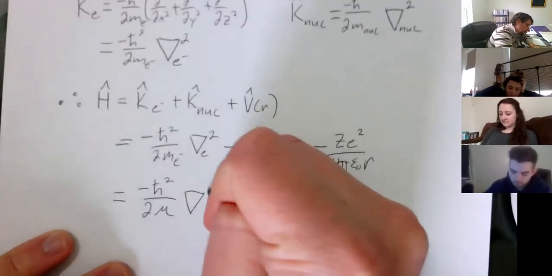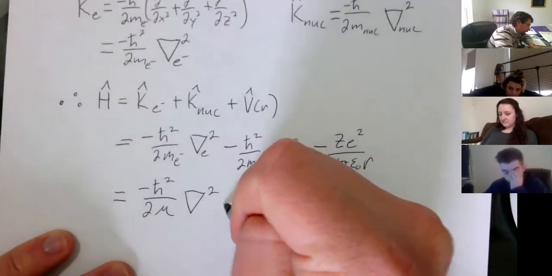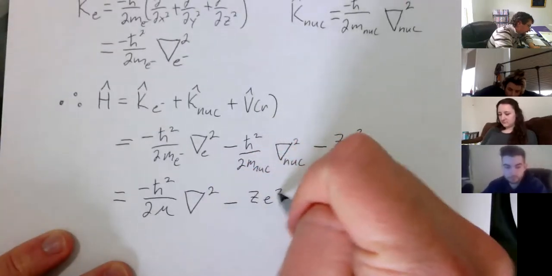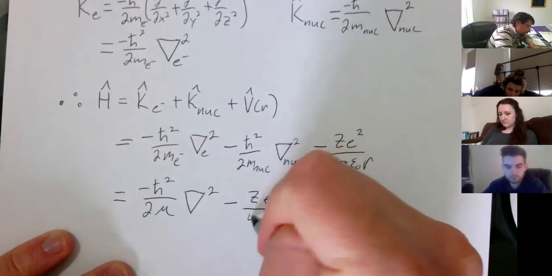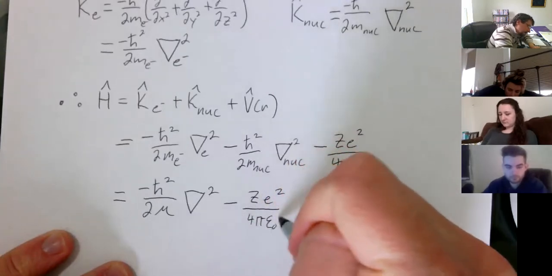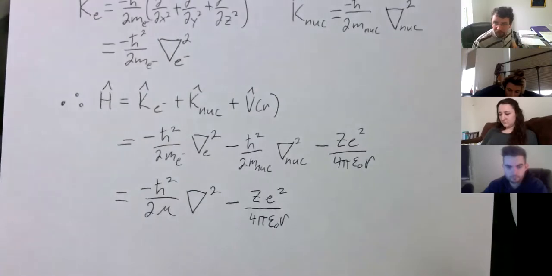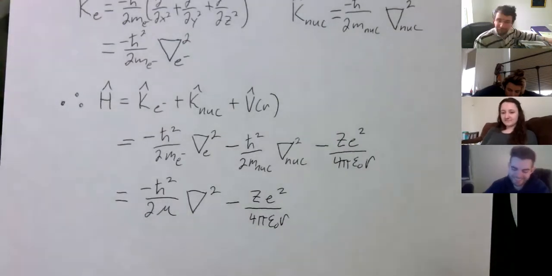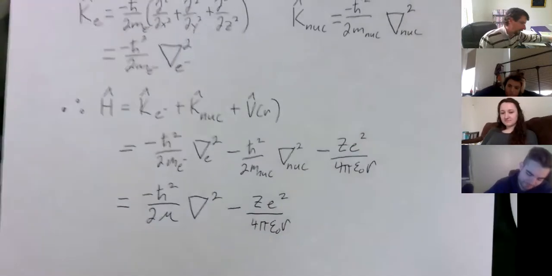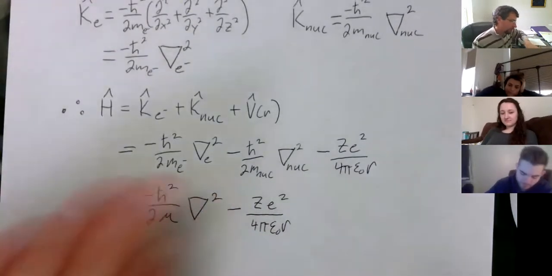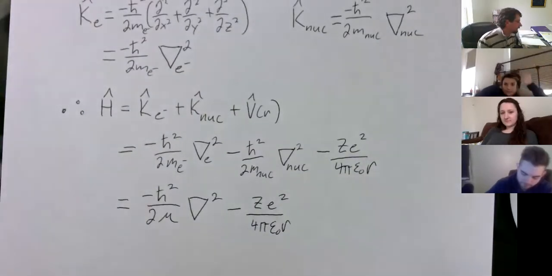2m, delta, minus Z e squared over epsilon naught r. Why does that benefit us? To be simpler. Yeah, we can just do that. Everything just kind of combines. All right, yeah, we can smack it together that way. So that's what the Hamiltonian looks like.